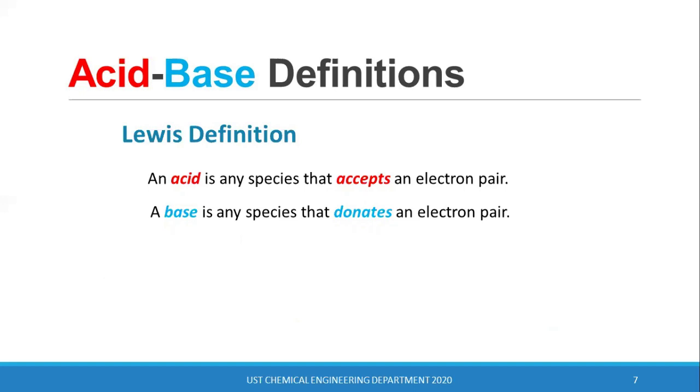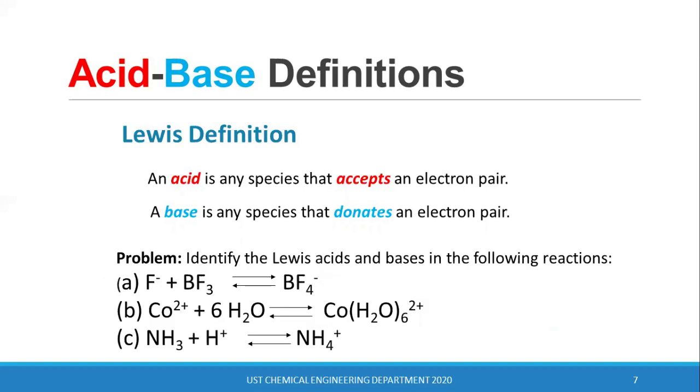To have a practice on identifying Lewis acids and bases, let's try the following reactions. You may pause the video if you want to try it first on your own. The answers to the problem are as follows. The Lewis acids are colored red, while the Lewis bases are colored sky blue. Again, si Lewis acid ang nag-a-accept ng electron pair donated by the Lewis bases. Kung mapapansin ninyo, Lewis acids usually ang may mas mataas or mas positive na charge sa kanila.